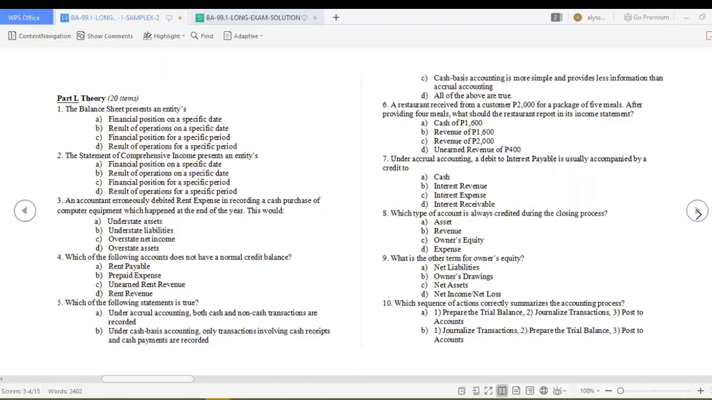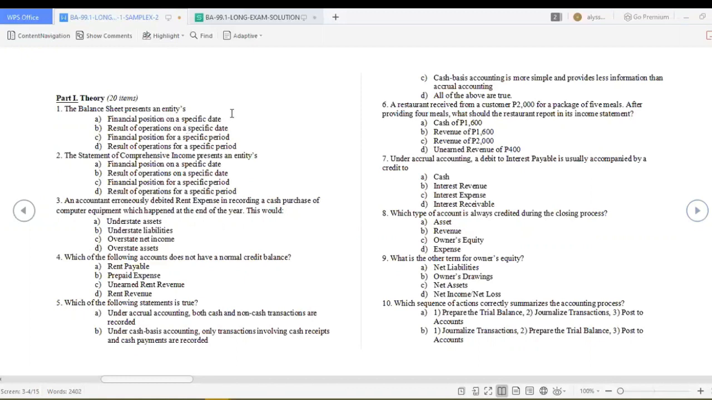First question. The balance sheet presents an entity. Upon reading the choices, you have four different options: financial position, or result of operations, or at a specific date, or for a specific period. The balance sheet is a financial position. It describes the company's condition at a specific date. So there's a cutoff date. It's a statement of financial position as of a specific date. So the correct answer is letter A.